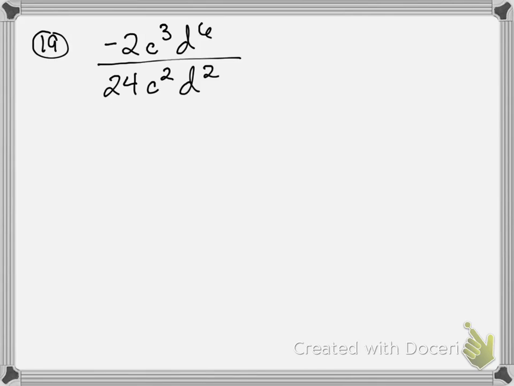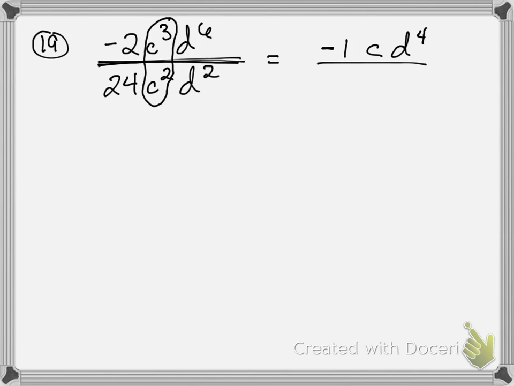Okay. So what you're going to do is when you're dividing exponents like this, you just subtract. So you know that you're going to end up with 1c in the top, and you know you're going to end up with 4 d's in the top, because 3 minus 2 is just 1, and then 6 minus 2 is 4. All right, and then negative 2 over 24 simplifies to be negative 1 over 12. And that's your answer.